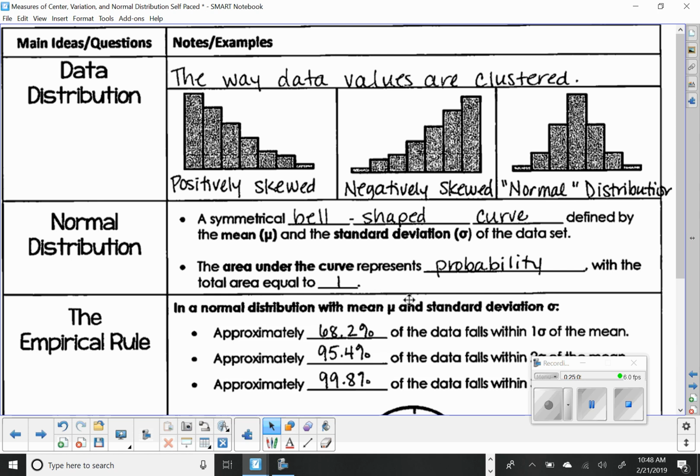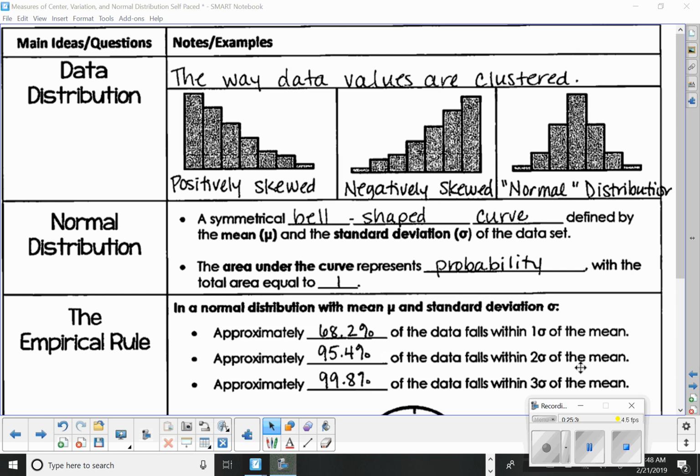The area under this curve represents probability, with the total area being 1. Probability is 0 to 1. Percent is 0 to 100. To go back and forth, you simply divide percent by 100 to get probability. Okay? Make sure when you answer questions, you answer them correctly.